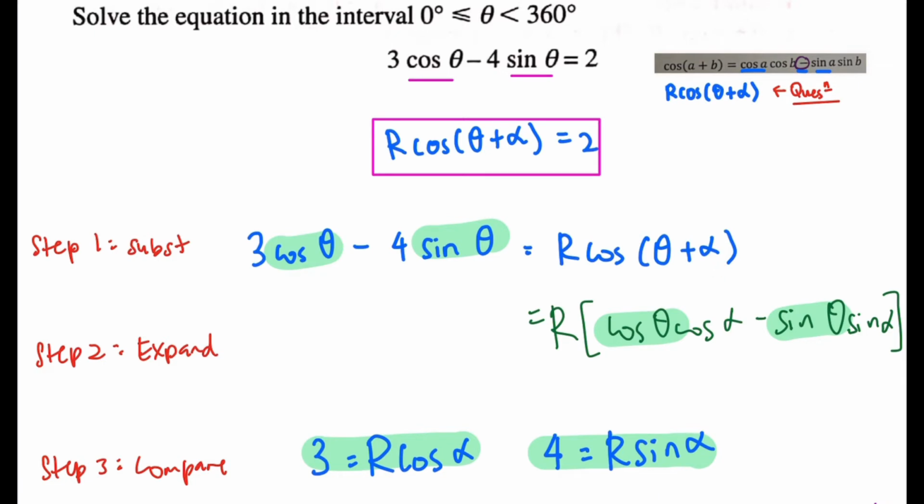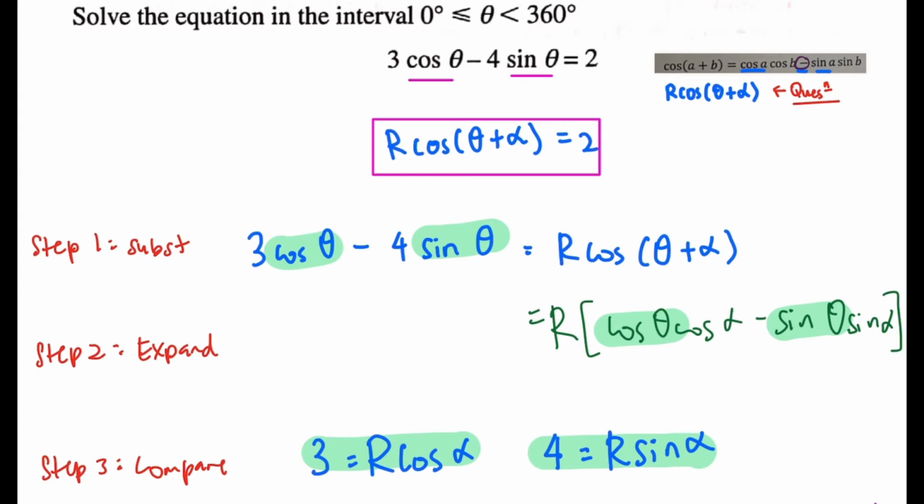That's the first thing. Second step, let's expand this equation here. This is r, so open your bracket. This is cos theta cos alpha minus sin theta sin alpha. All right, let us just use the formula list there.